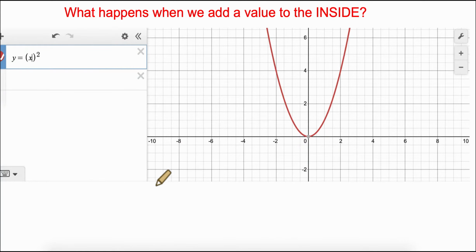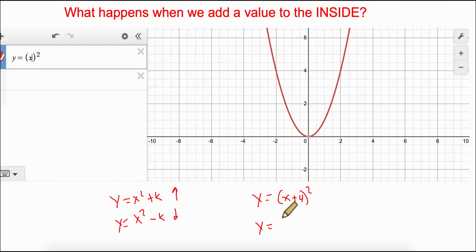All right, we now have that. So let's see what happens if we add a value to the inside of these functions. We know that if we have a function such as this and we add a k on the end, it goes up k units. If we subtract k units, it goes down. Now I'm talking about the inside. So like x plus 4 squared, what happens there? Or x minus 3 to the third, what happens there? Let's take a second and see what happens when we do those shifts.